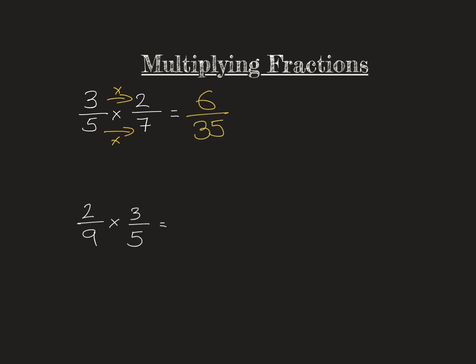Okay, so multiply across the top. 2 times by 3 is 6, and my top number again is 6. Multiply across the bottom. 9 times by 5 is 45. Okay, so is there anything then that divides into 6 and 45? Well, they would both divide by 3. So we're going to simplify this down by dividing by 3. 6 divided by 3 is 2. 45 divided by 3 is 15. So your final answer would be 2/15.